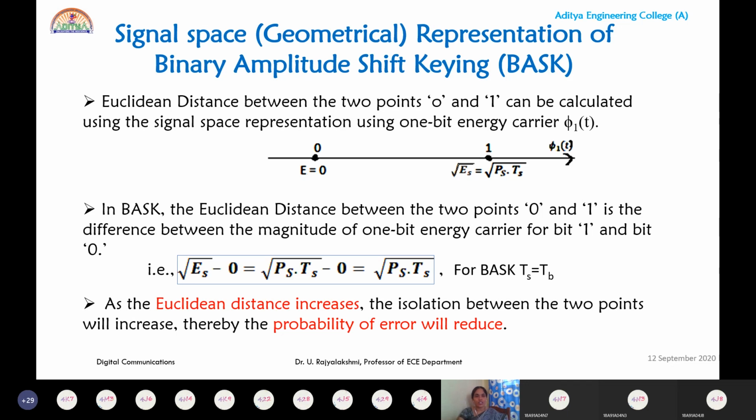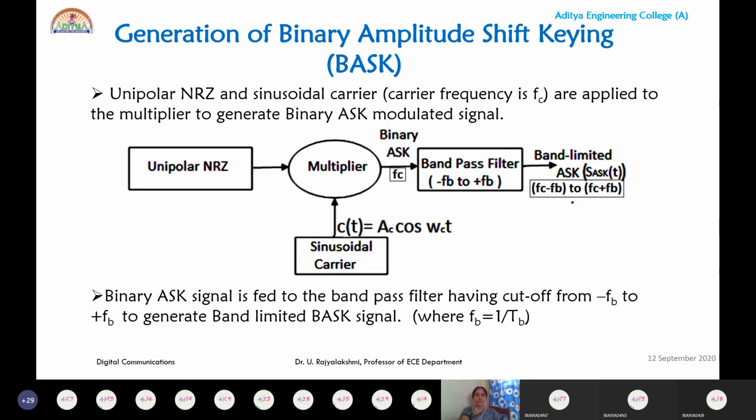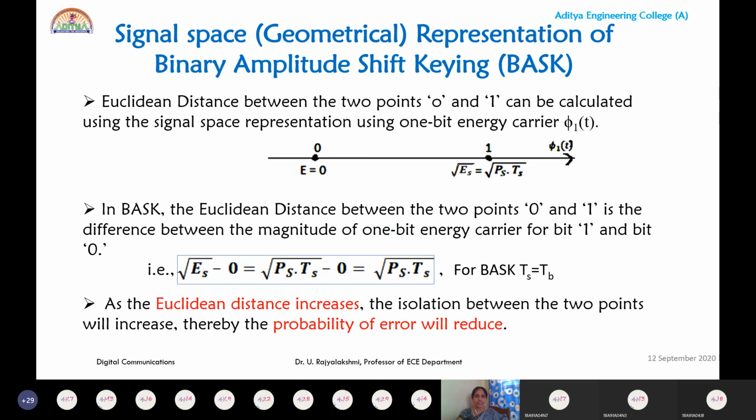Okay. So what is the Euclidean distance? Euclidean distance is the difference between the magnitude of 1-bit energy carrier for data 1 and 1-bit energy carrier for data 0. Okay, so magnitude of 1-bit energy carrier for data 1 is how much? It is root Es or root Ps into Ts. And the magnitude of 1-bit energy carrier for data 0 is 0. Okay, so you will get it as root Ps into Ts.